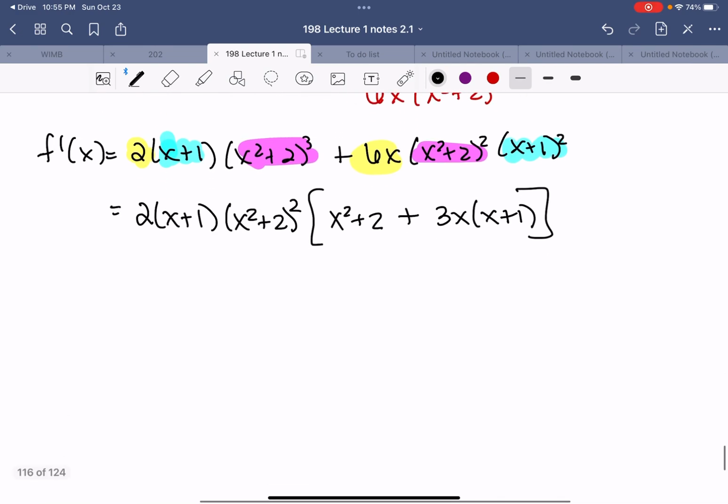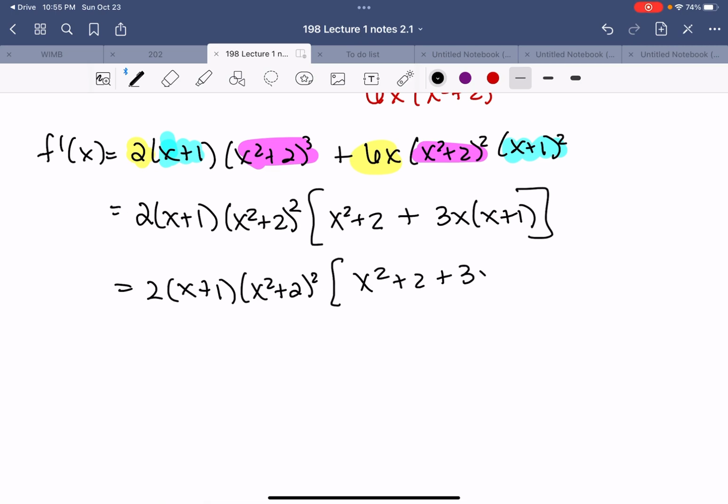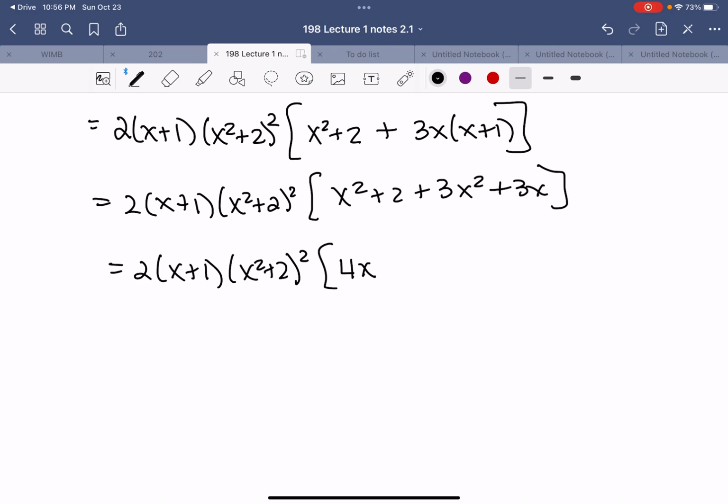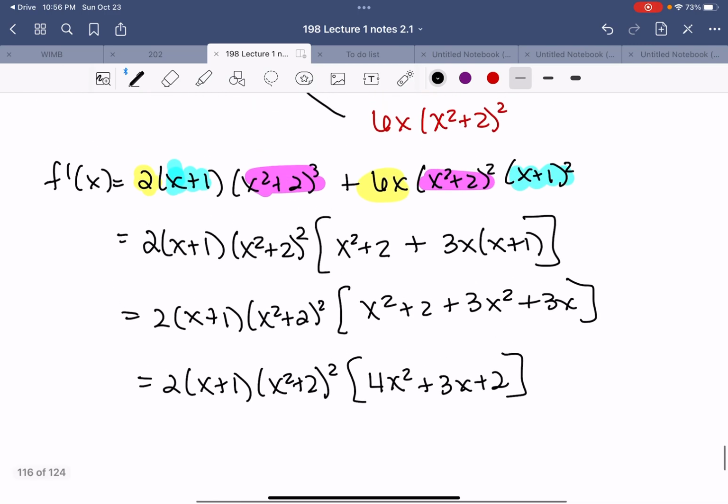And then in the brackets, I can go ahead and distribute and combine like terms. So that's going to give me x squared plus 2 plus 3x squared plus 3x. And that's 2 times x plus 1, x squared plus 2 squared. And then I'll have a 4x squared plus 3x plus 2 in my bracket. And I can leave my answer in that nice factored form.